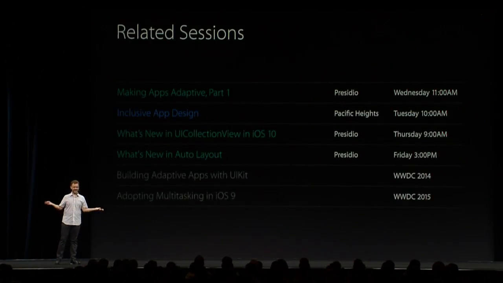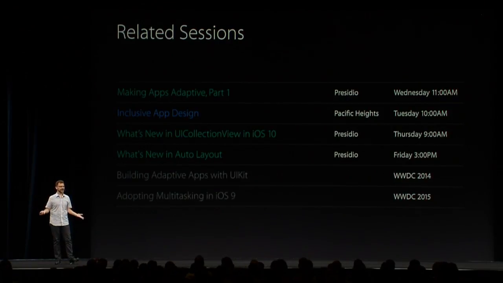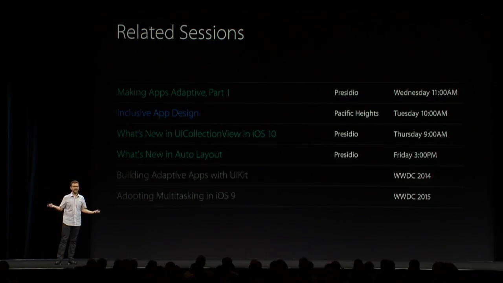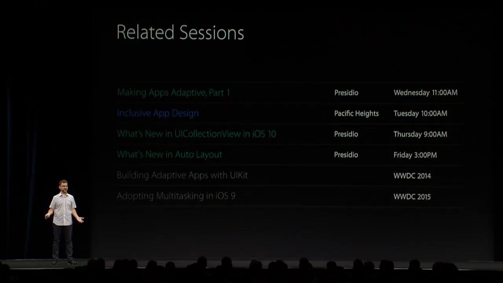Also, if you didn't see session 1, please review that. There was a great talk about inclusive app design that talked about typography. New stuff in collection view and auto layout that David mentioned earlier. And then also, the last 2 years at WWDC, we've talked about adaptive apps and multitasking. And we really didn't duplicate too much of that material. So please review that stuff. There's a lot of great material in those talks.